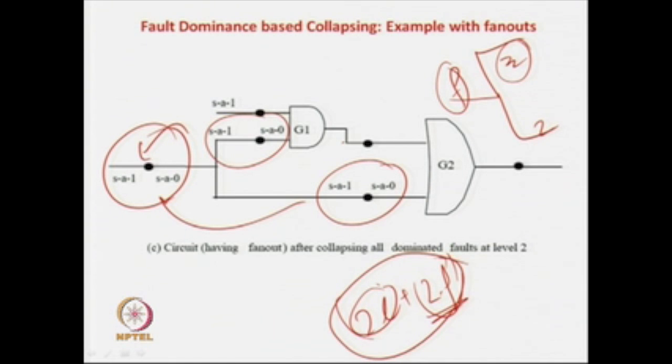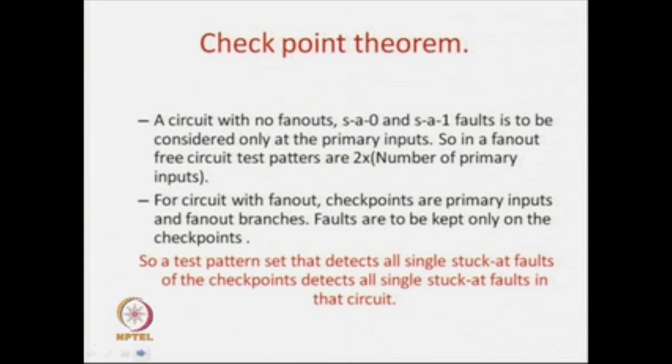If you have fan outs, then the number of faults or the number of test patterns in such a case is slightly higher than 2 into number of inputs, that is, 2 into number of fan out nodes. This starts a fan out, so this will have some extra faults. But if we had forgotten the concept of fan out, then these three faults could have been merged into this one. This is actually called the checkpoint theorem, which says that if there are no fan outs, then the number of test patterns or the number of faults is 2 into the number of primary inputs, upper bound, and if there is a fan out, then you have to put checkpoints in the primary inputs as well as the fan out cases.